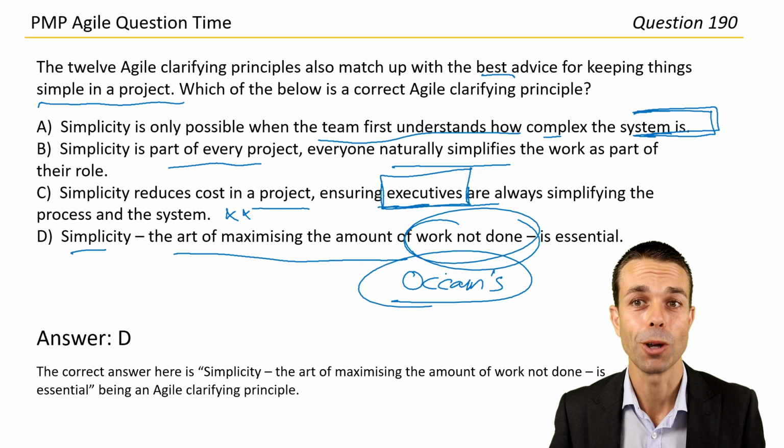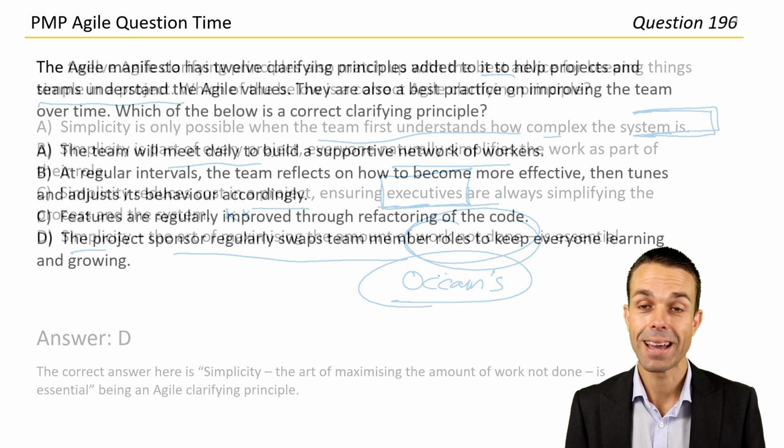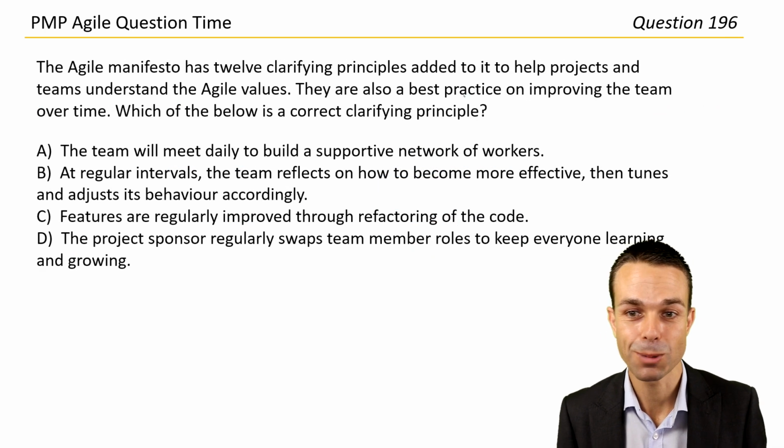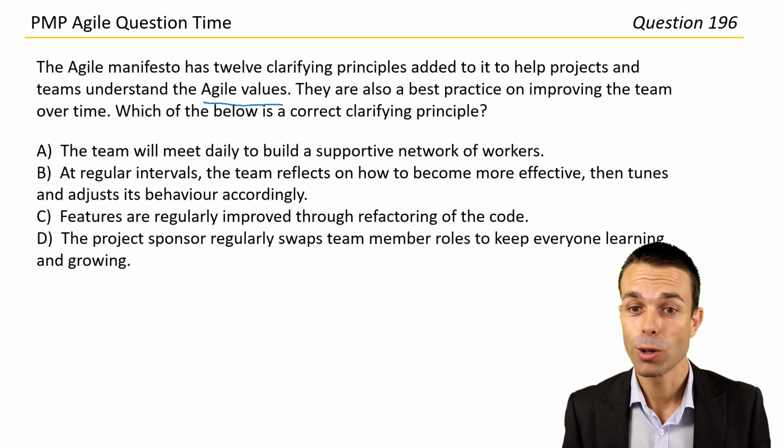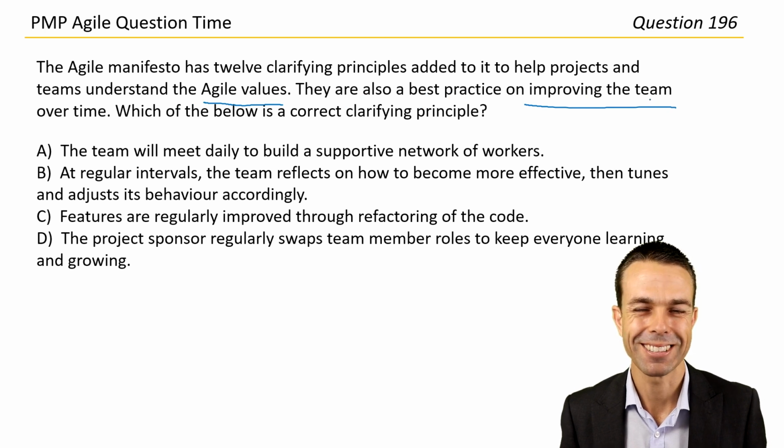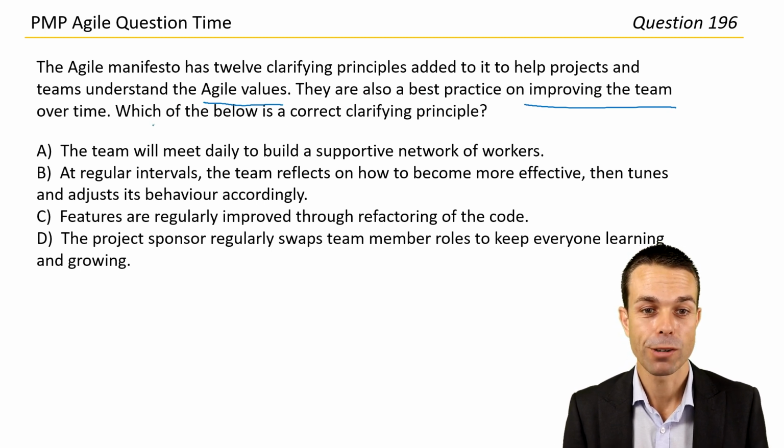And we've only got 2 to go, so let's see what we've got. The Agile Manifesto has 12 clarifying principles to help you understand the Agile values. They are also best practice on improving the team over time. All right, let's see. This sounds good. Which of the below is a correct clarifying principle?